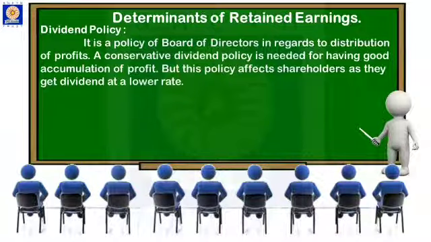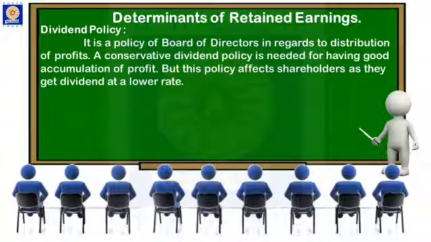If they have a profit maximization approach, they will keep a good amount of profit aside and distribute dividend to equity shareholders at a low rate. And if the directors go for a wealth maximization approach, here the part of profit kept aside is low and the rate of dividend is high.